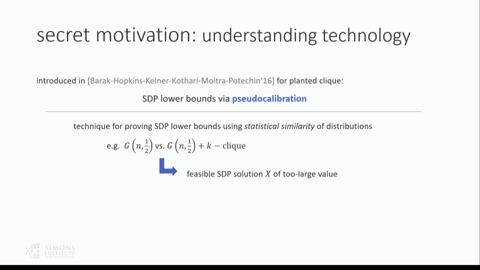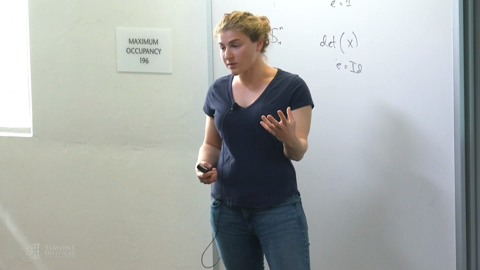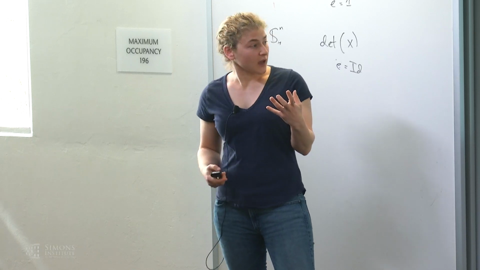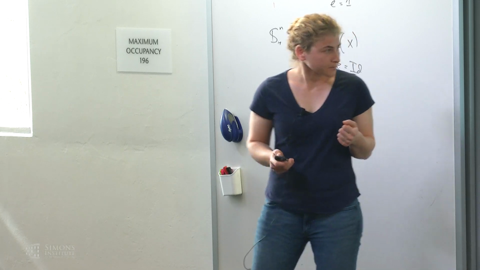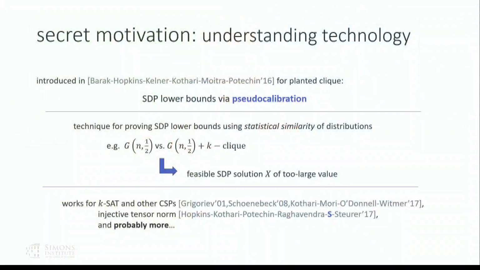So for example, if you look at the maximum clique problem over two graphs, the set of just uniformly random graphs versus uniformly random graphs where I've planted a k-clique, for some statistics, these are statistically similar, okay? And because of the statistical similarity, you are able to prove SDP lower bounds just basically by showing a feasible SDP solution for a specific relaxation that has too large of an optimization value. So you show an integrality gap. This is a great technique. One of the nice things about it is that it's very general.